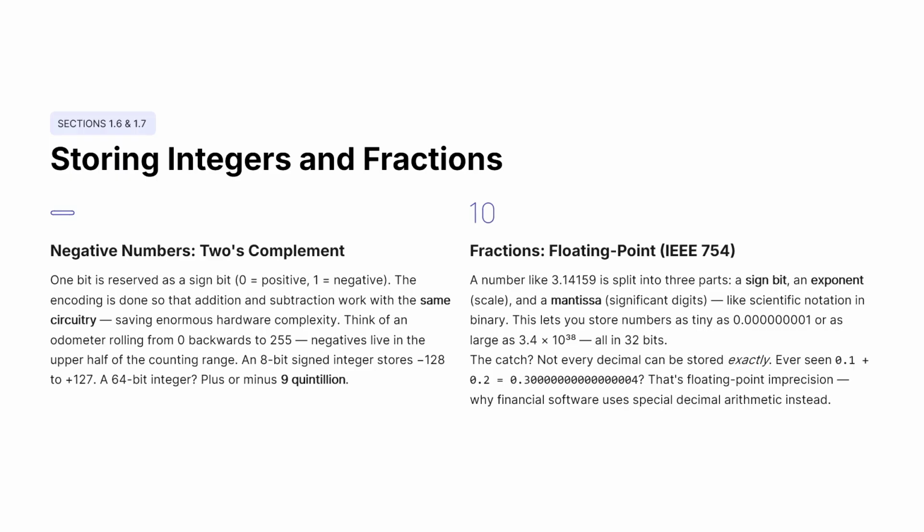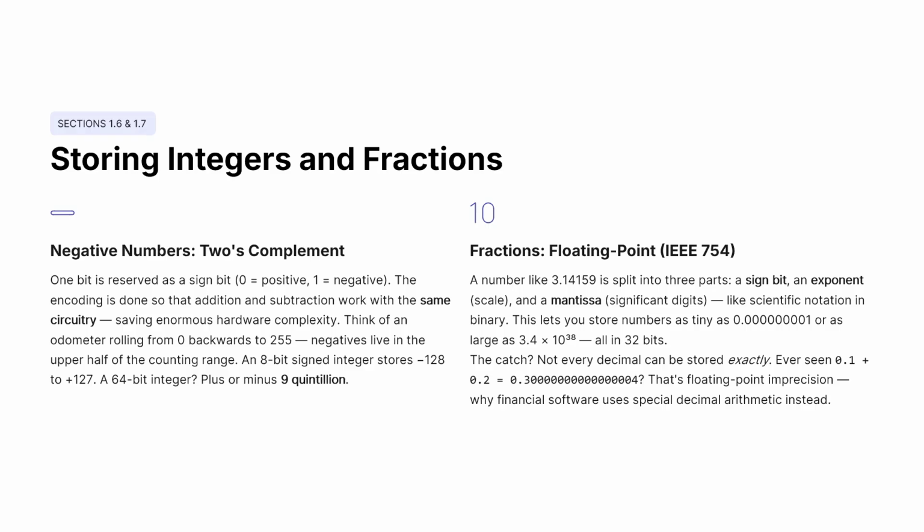For negative integers, computers use a clever technique called 2's complement. Here's the idea. In an 8-bit system, 1 bit is reserved as a sign bit. If that leftmost bit is 0, the number is positive. If it's 1, it's negative. But the encoding is done in a specific way that makes addition and subtraction work with the same circuitry, which saves a lot of hardware complexity.